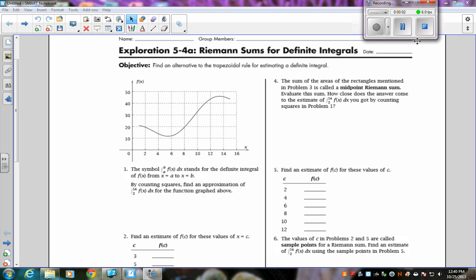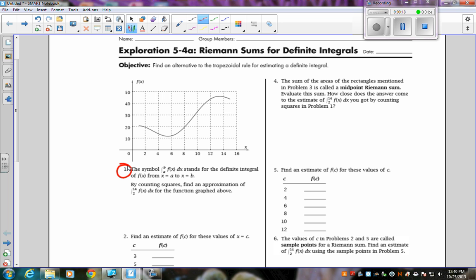Today we're talking about Riemann sums. If you look at the objective, it says we're finding an alternative to the trapezoidal rule for estimating a definite integral. So we're talking about definite integrals. Let's look down at number 1.